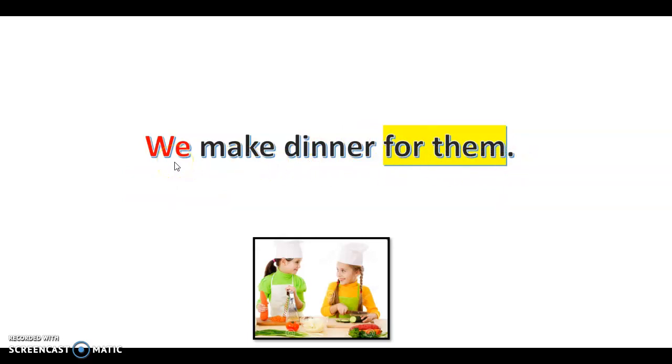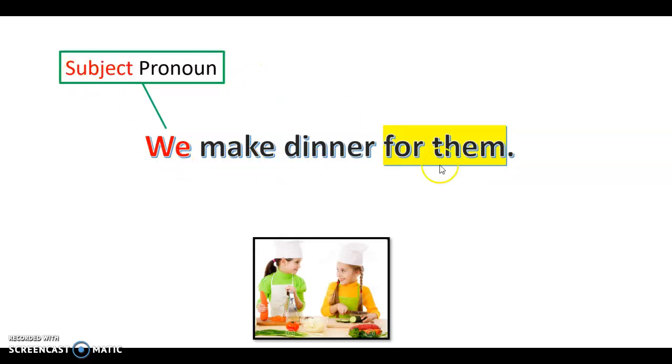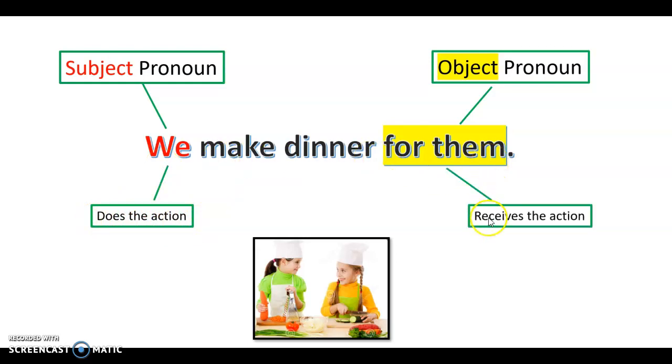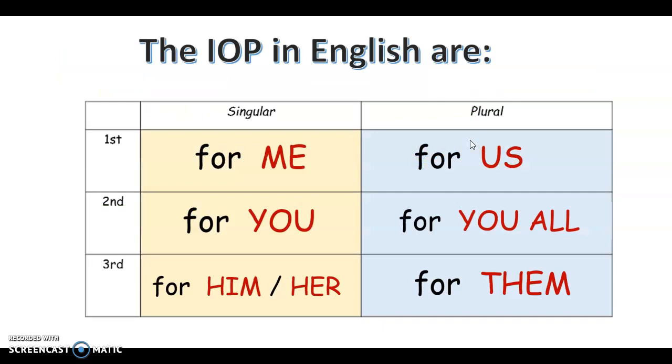So just take a look at the difference. The we is the subject pronoun, and for them is the object pronoun. So we does the action of the sentence, of making dinner, and for them receives the action. Subject pronoun versus object pronoun.